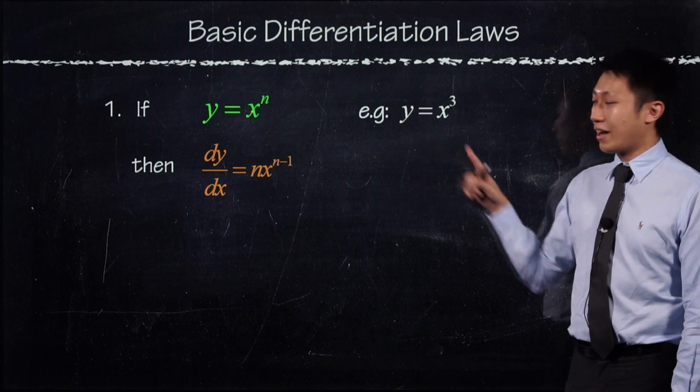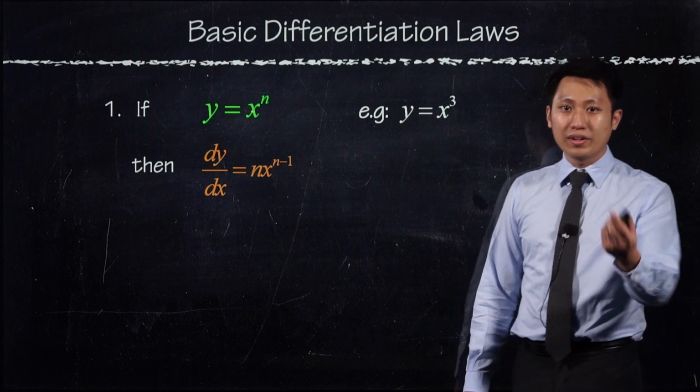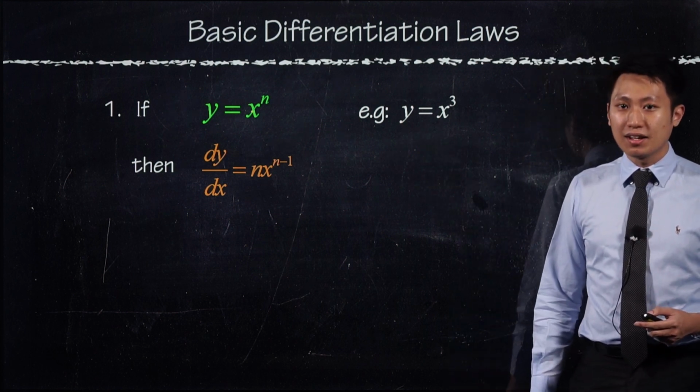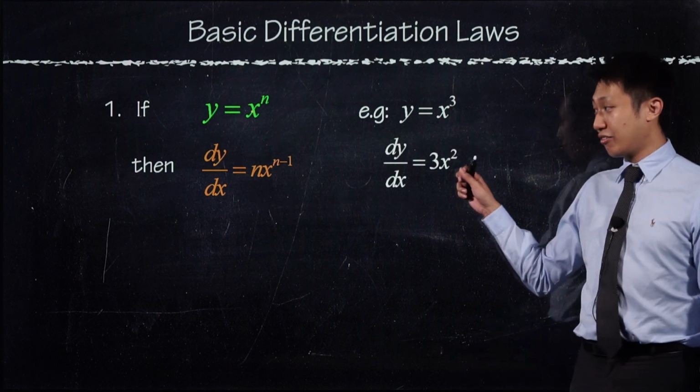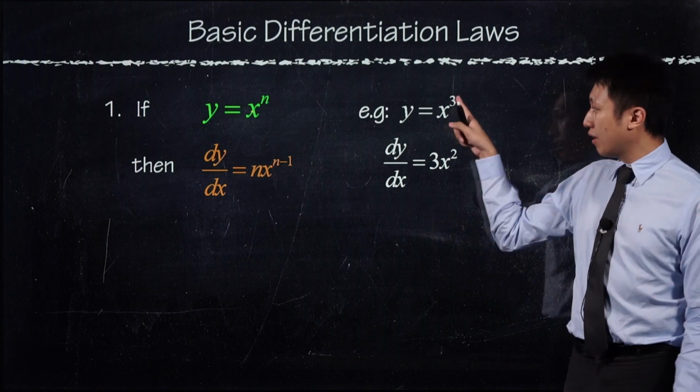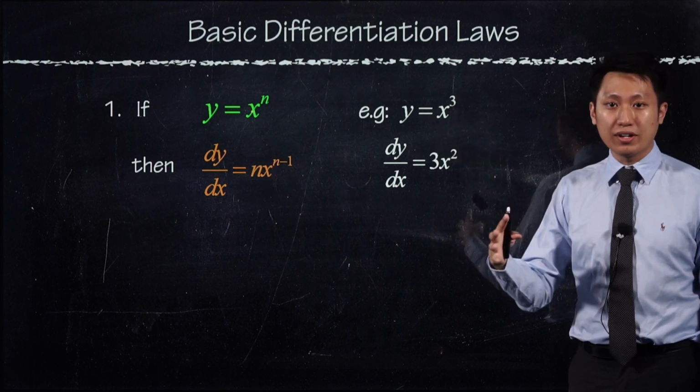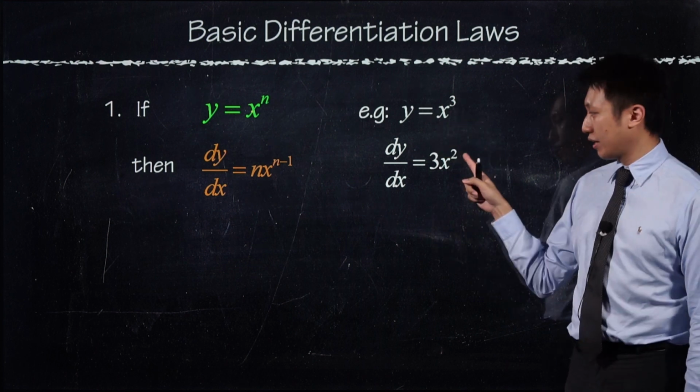So let's look at an example here. y is equal to x to the power 3. So dy dx is equal to, yes, clever, 3x squared. That's very simple, right? 3, you bring it down, then power 3, you minus 1, you get 2.